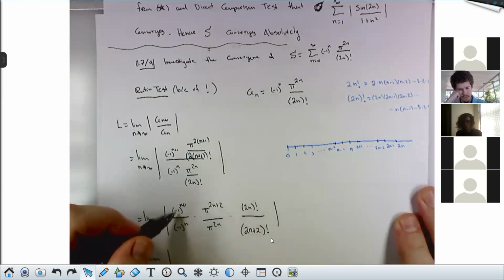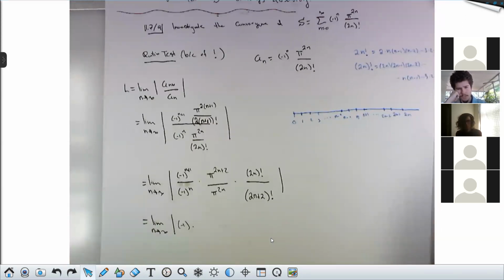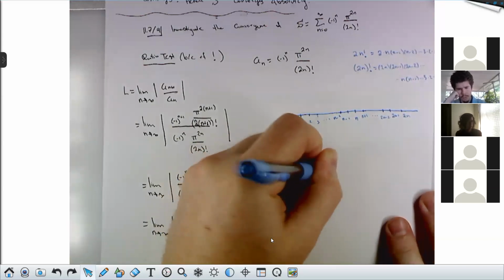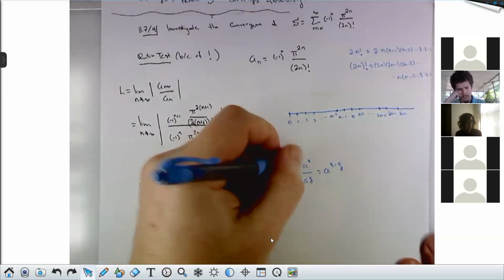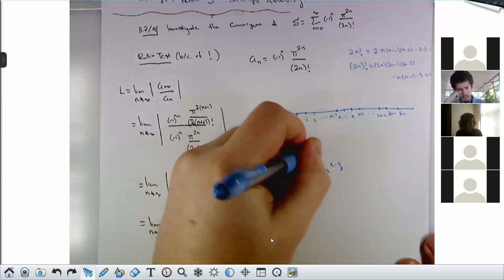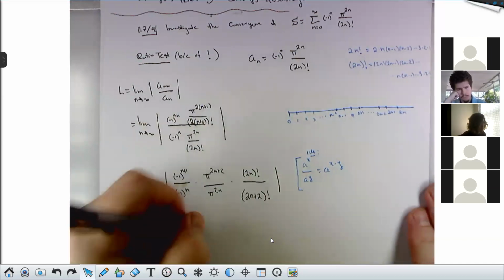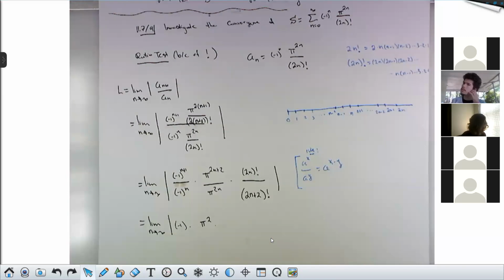Now, algebraically, -1 to the n plus 1 over -1 to the n is just -1. The power thing there is like a to the x over a to the y is a to the x minus y. It's like the more general form of the cancellation rule. Same rule here will give us pi squared. And then here, we should write out the factorials.